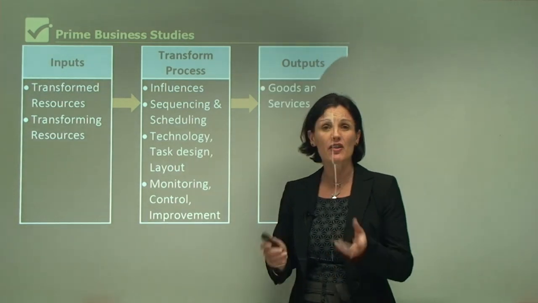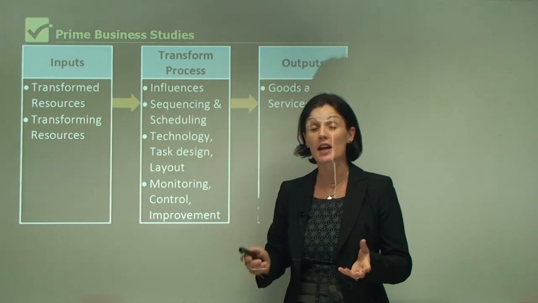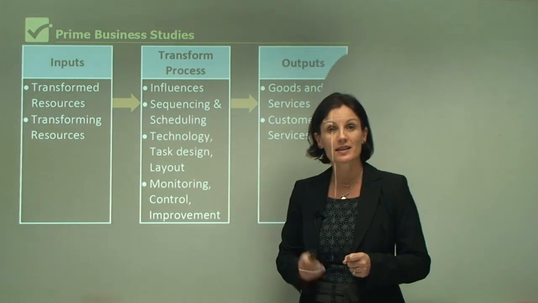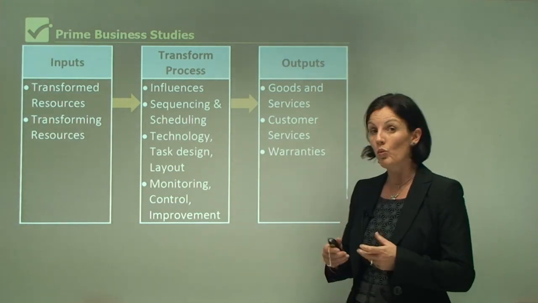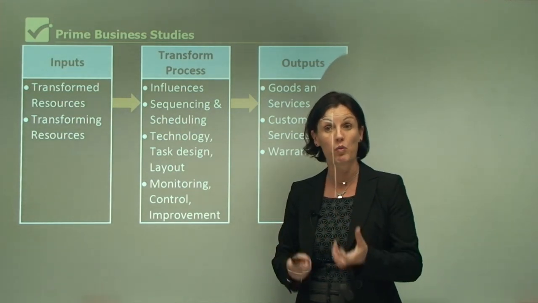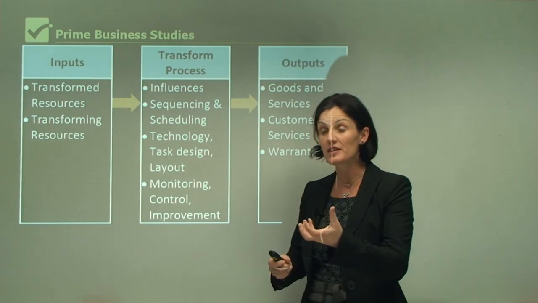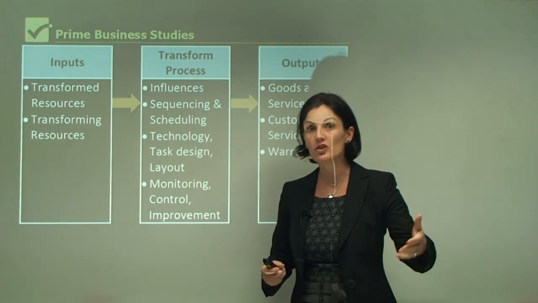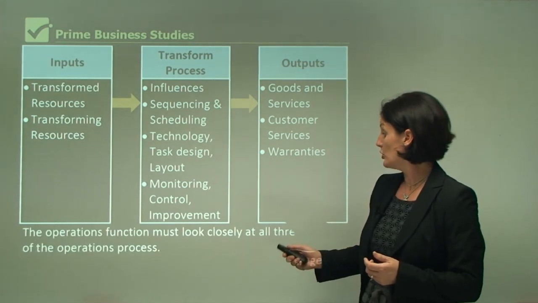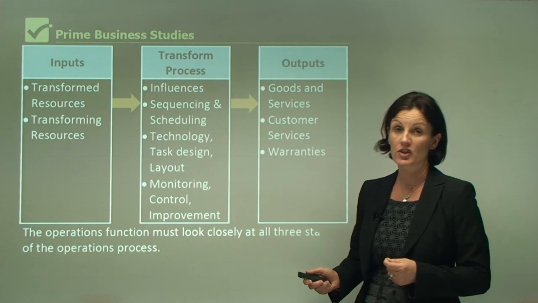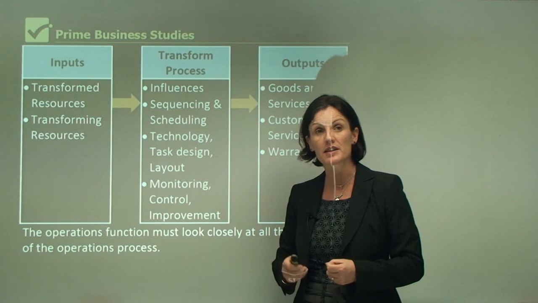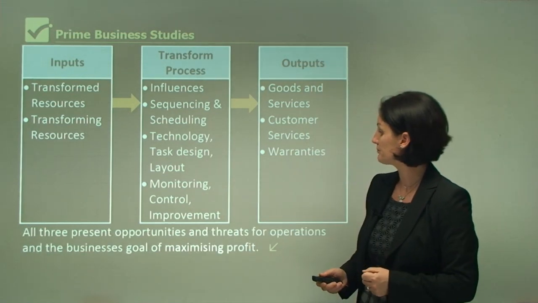Now, our outputs are our goods and services, which is pretty obvious, but we're actually going to add to this in this lesson because we're going to start to talk about customer service, which is an output, and warranties. A lot of customers now are expecting when they buy a product that they receive a warranty, and that means that the business will guarantee that product for 1 year or 2 years or 5 years. The operations function must look closely at all of these stages of the operations process, and they do that on a continual basis to improve the business and maximise profits.